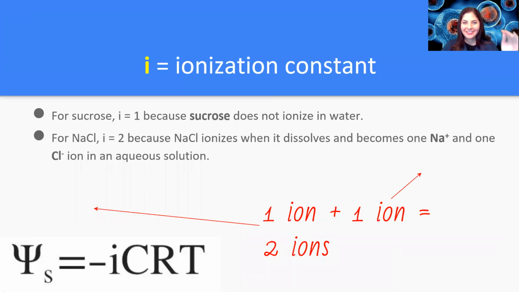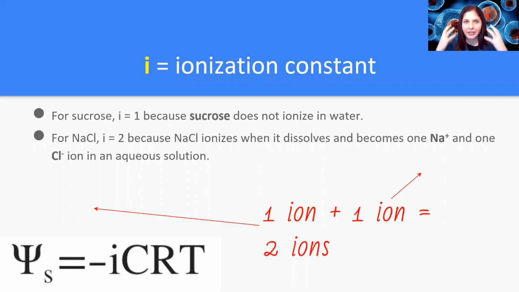Now, let me go through each one of those little parts. I, again, stands for that ionization constant. For sucrose, I equals 1 because it does not ionize in water. However, for sodium chloride, the ionization constant is 2 because sodium chloride ionizes when it dissolves and becomes 1 positive sodium ion and 1 negative chloride ion in an aqueous solution.